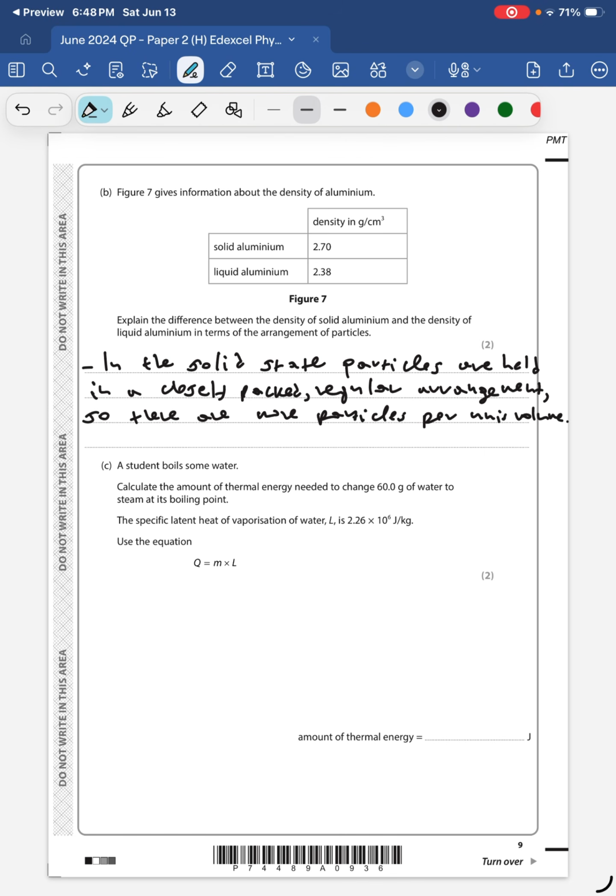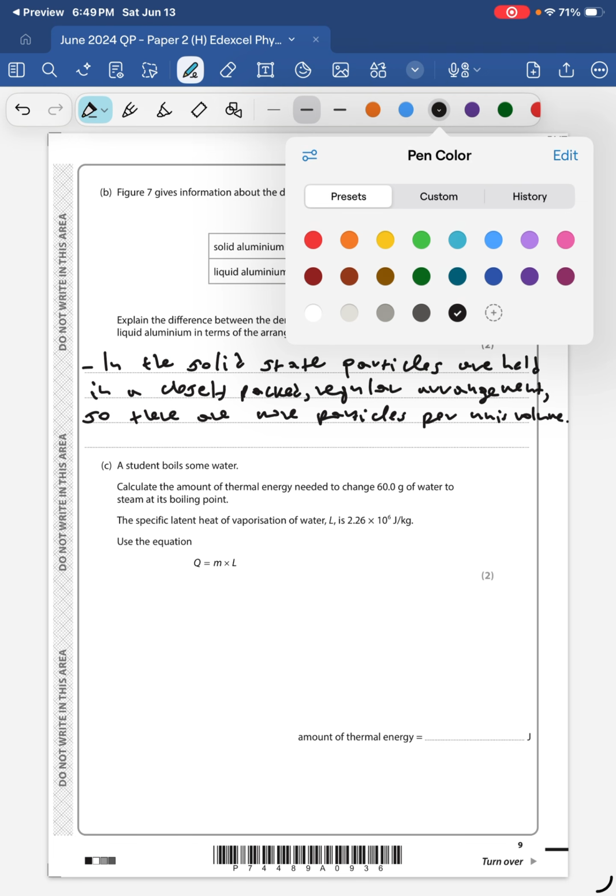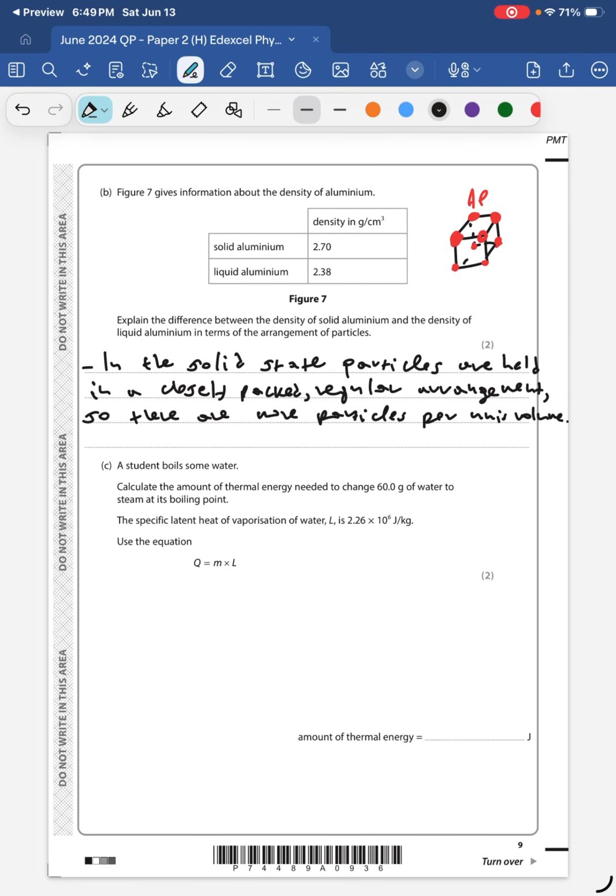Again, I don't know what they teach you in school, but in solid state physics, you learn that materials usually have some sort of cubic structure. So these will be your aluminium atoms forming some sort of crystalline shape, like a cube. And in solids, atoms are closely packed. So that's the answer.